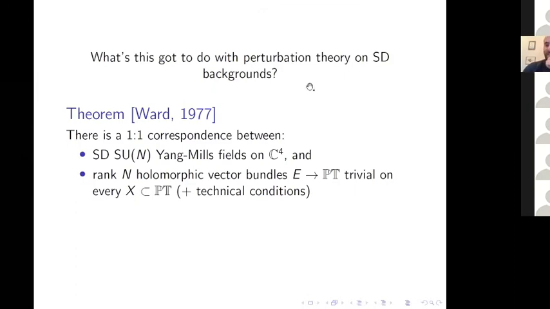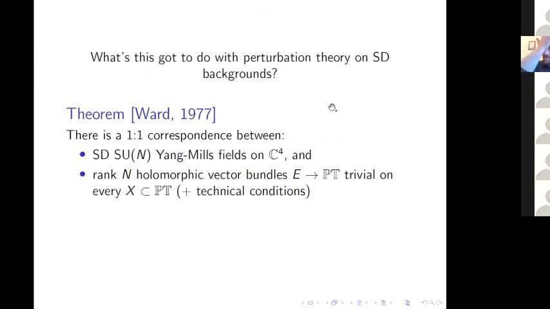The reason why this is interesting is all due to a really important, beautiful theorem of Richard Ward from 1977, which tells us that there's a one-to-one correspondence between self-dual solutions of the Yang-Mills equations on complexified Minkowski space, or on Minkowski space if you add some reality conditions, and holomorphic vector bundles on twistor space, which are topologically trivial when restricted to each twistor line. And then if you want to pick out a particular gauge group, for instance SU(N), you have to add some additional technical assumptions about this vector bundle.